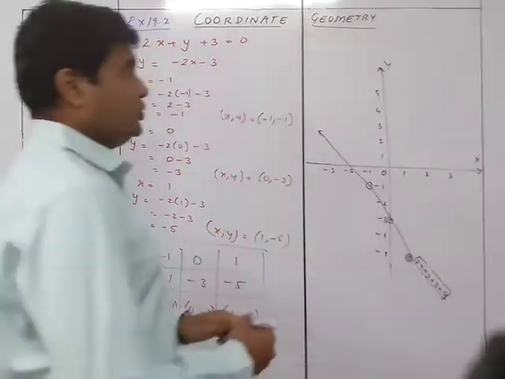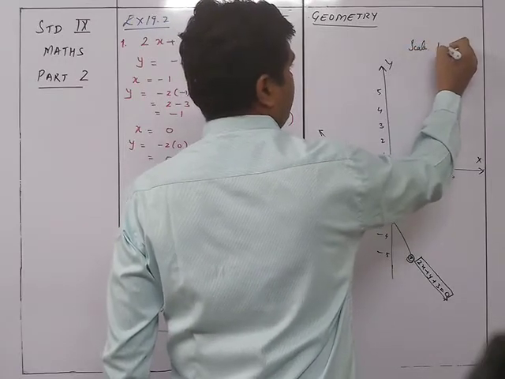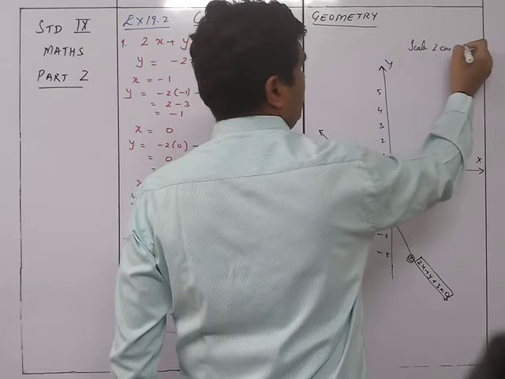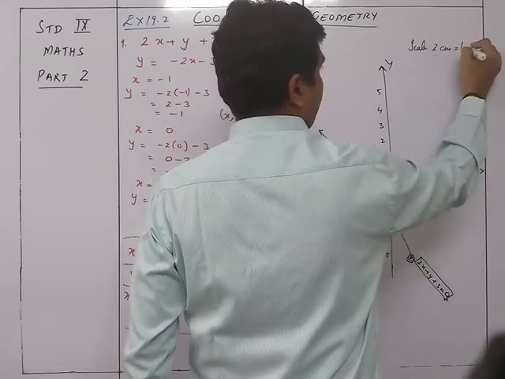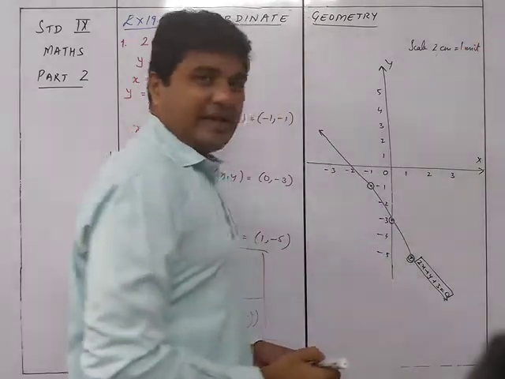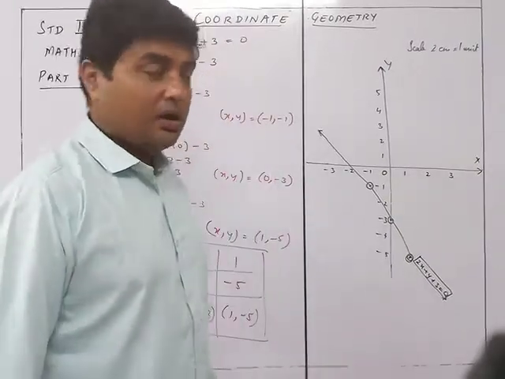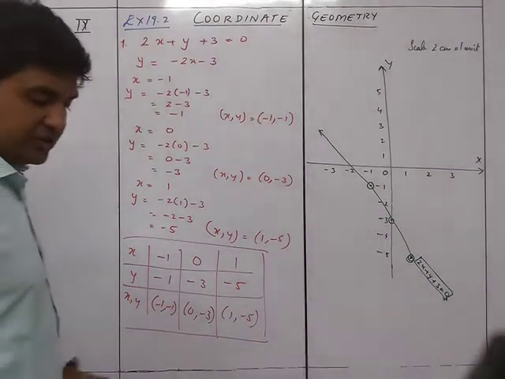Am I clear? Yes, you are going to write over here the scale, 1 centimeter, or we can say, 2 by 2 graph, so 2 centimeter is equal to 1 unit. X and Y both are the same, so I was just going to say 2 centimeter equal to 1 unit as the scale. Right, so this is the first question, first ka first.